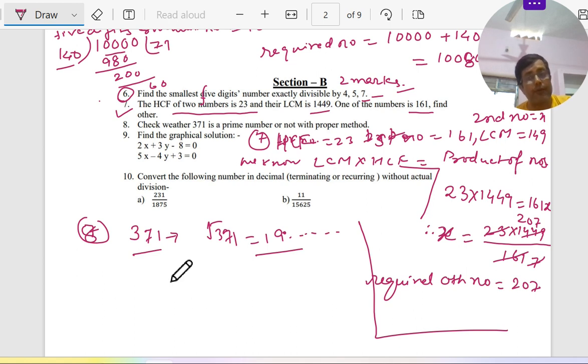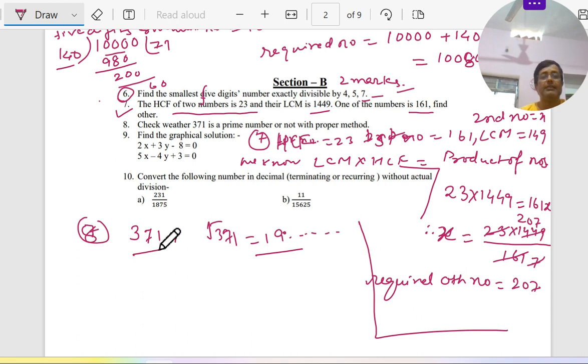What is the divisibility rule? We know for 2, the number should be even, or the unit digit should be even. For 3, we know the sum of the digits should be divisible by 3. For 4, we make a number by taking the last 2 digits from the right side and divide that number by 4. If it is divisible by 4, then the whole number will be divisible by 4.